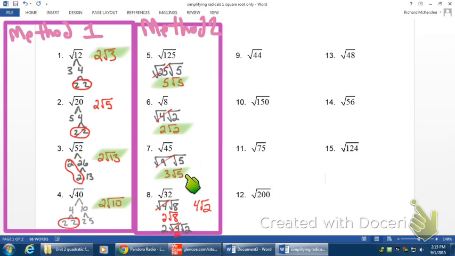That's one of the disadvantages of method 2, is sometimes if you don't choose the largest perfect factor, you have to do it more than once. The fastest way of doing 32 would have been using 16.